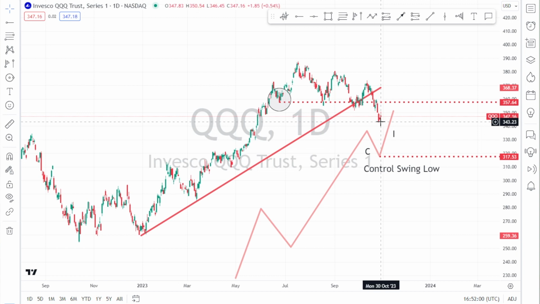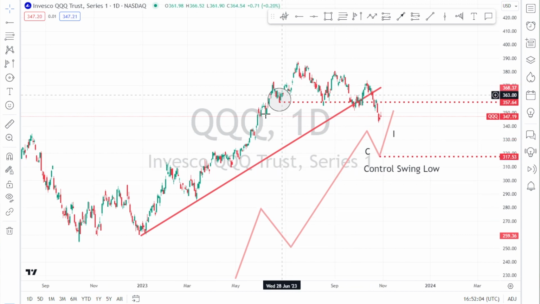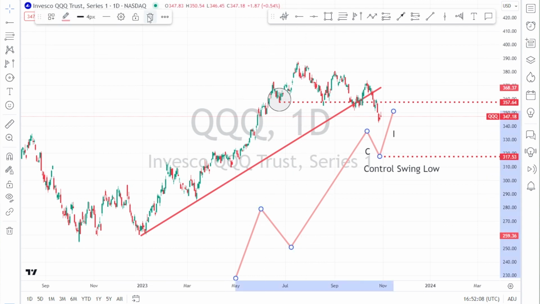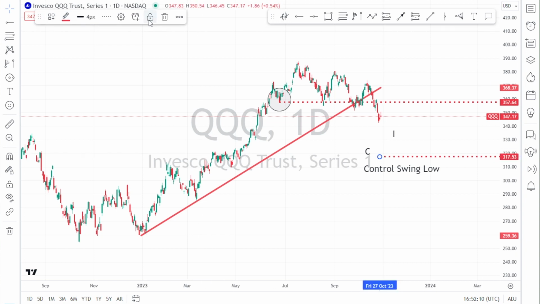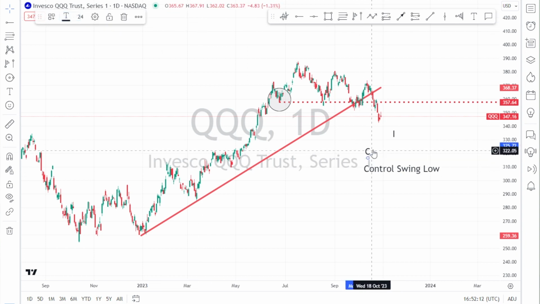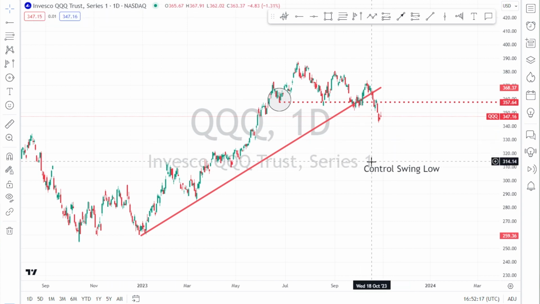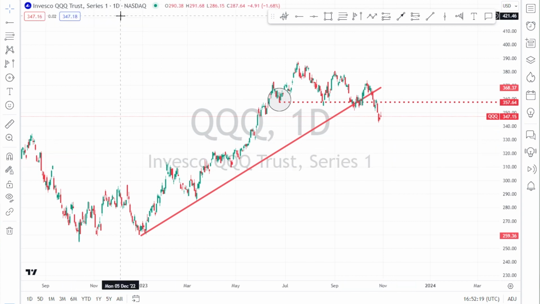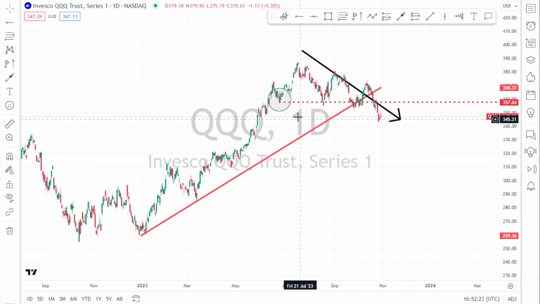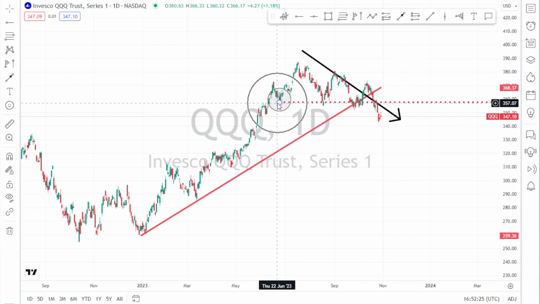So now what that means is this whole upward structure right here that was forming is now suspect. So I'm going to get rid of that. And we're thinking about now how to take advantage of the new bearish action that's developed. Okay, so we're looking now in this direction because the control swing low has been broken.